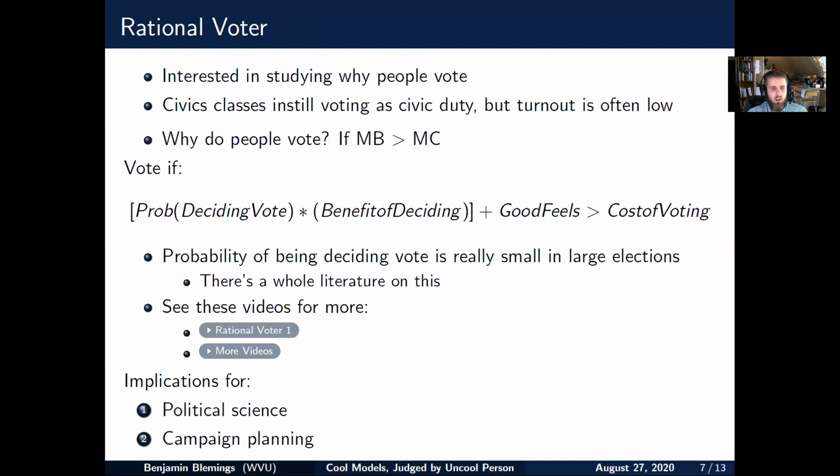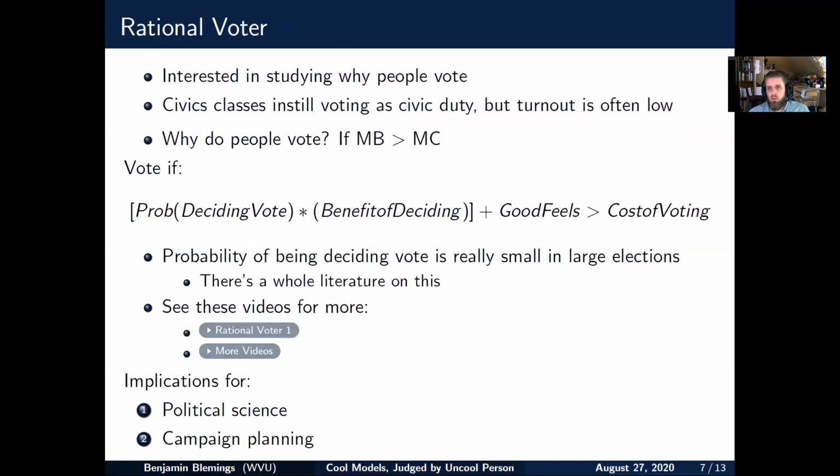Another model in the public economics sphere is the rational voter model. It's interested in studying why people vote, which is the core of civics and political science, and that a pillar of democracy is people voting and being able to decide for themselves. Civics class has probably instilled this as a civic duty for you, but turnout is often low, and we're interested in explaining why. And people are also subject to thinking rationally about decisions like voting.